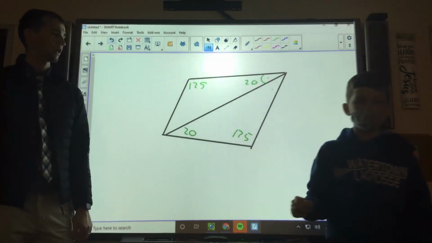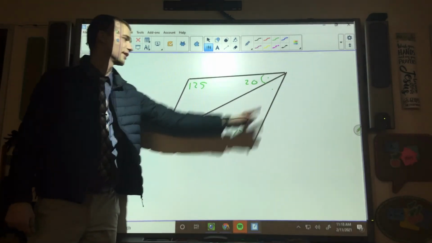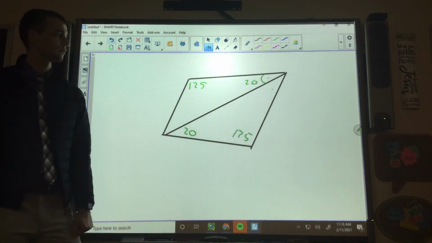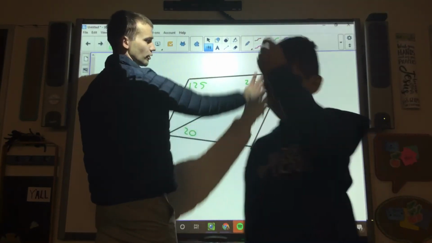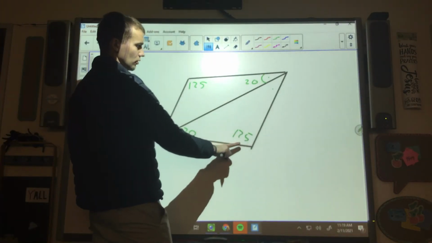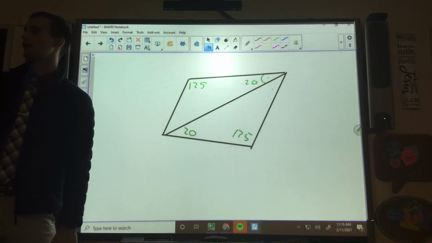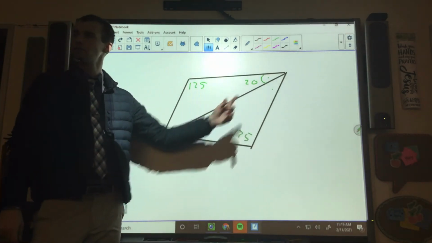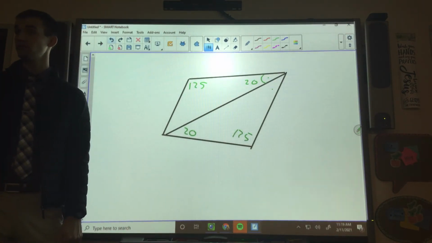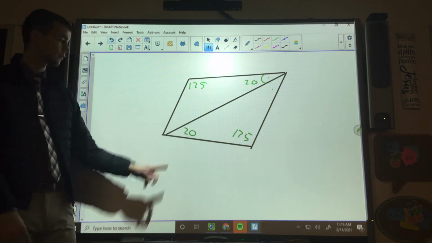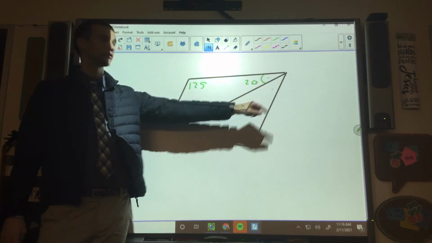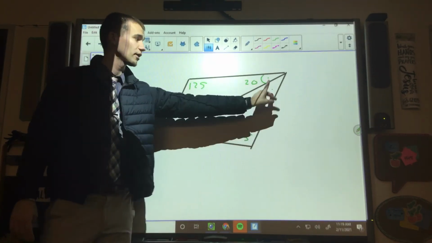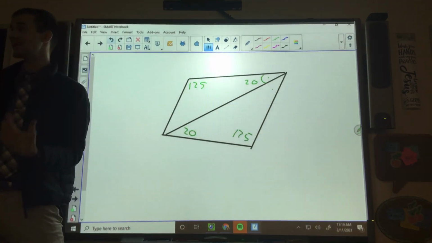35. Okay, so how do we know that this is 35? Because it equals 180. What does? This whole side. Yeah, this whole side is 180. So, also, there's another way we can figure it out. This is a triangle, right? If we already have two of the triangle measures, all we need to do is figure out what that third one is. 120, 125, boom, we know what this one is. Or 20, 125, boom, we know what this one is. Either way, it's the same thing.